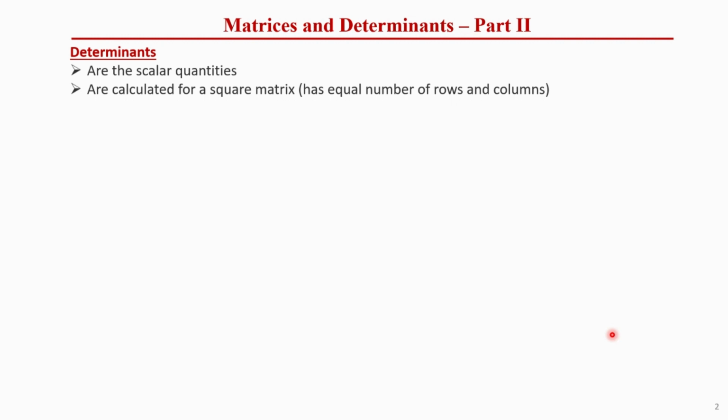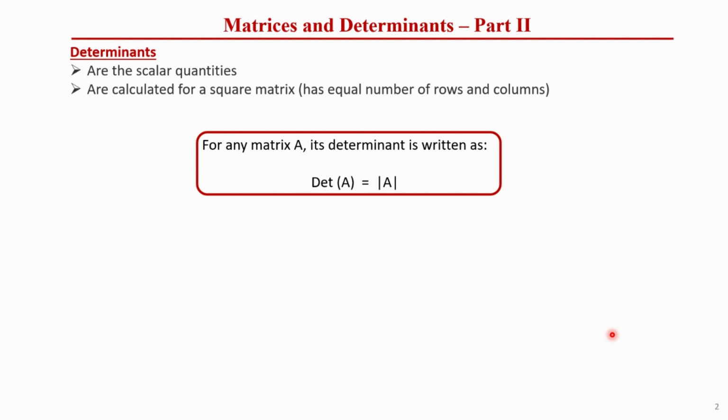Determinants are scalar quantities, and they are calculated for a square matrix, that is, a matrix that has an equal number of rows and columns. For any matrix A, its determinant is written as shown here. And please do not get confused with those two vertical bars. It does not mean the modulus. A determinant can be positive or negative. As we already mentioned, these are scalar quantities.